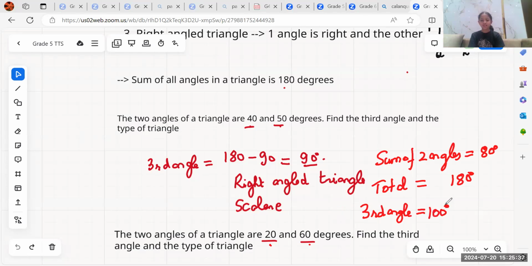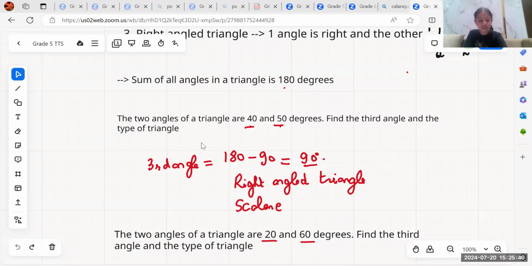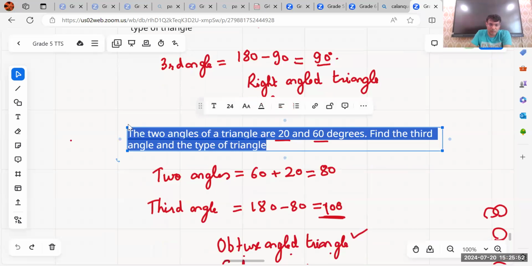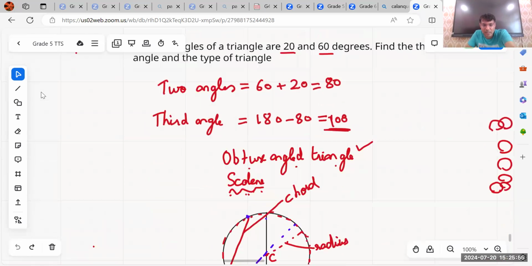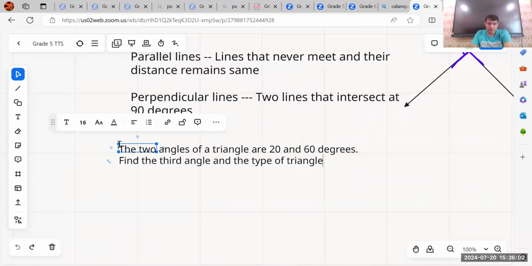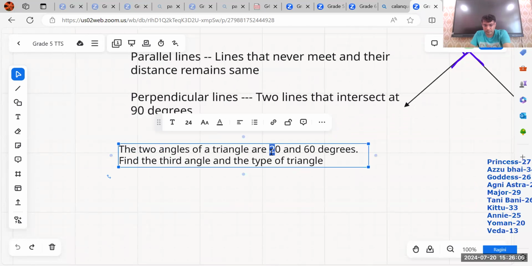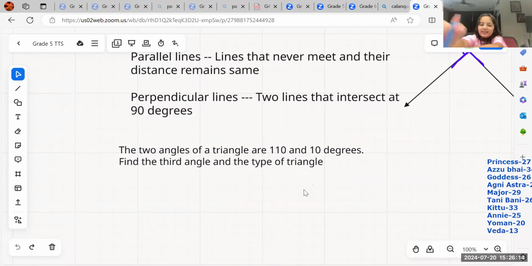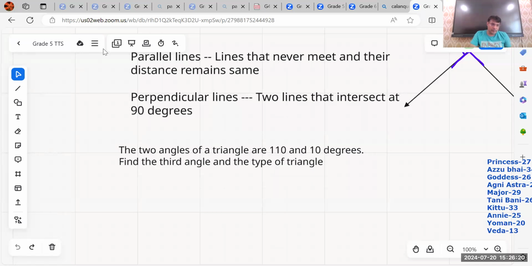Which type of triangle is this? Sir, obtuse. Obtuse angle triangle is this. Yes. So I will give you one additional question. Then I gave in the other batch. Sir, I was writing the right angle down. Can you just show it for a minute? But I will show it first. Do this question and I'll show it. Okay, sir.